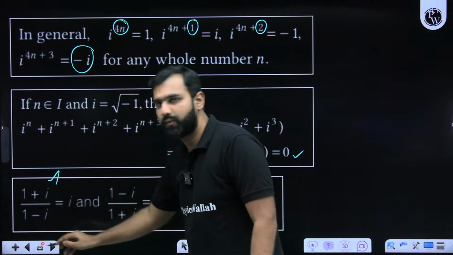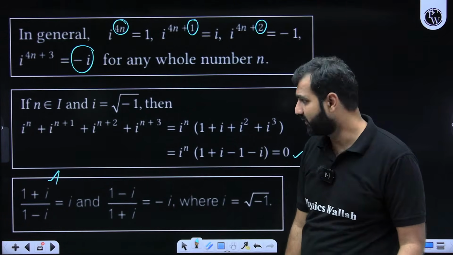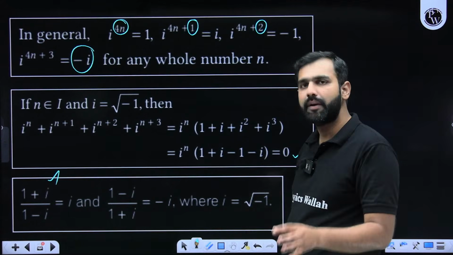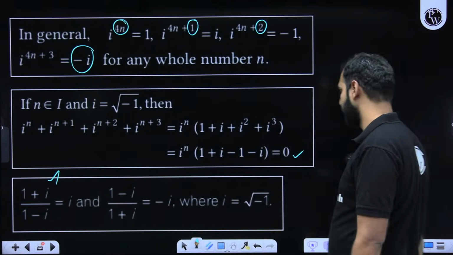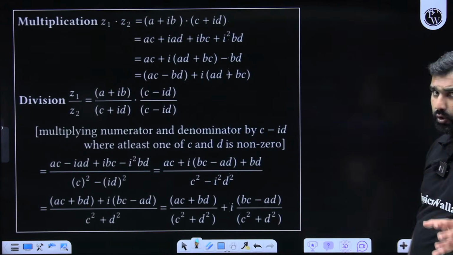1 plus iota upon 1 minus iota and 1 minus iota upon 1 plus iota. There you remember 2 results by having their conjugate and rationalizing them. Rationalization is not the correct word, but the process remains same. Through that you can find this value as iota and this value is minus iota. Remember that.